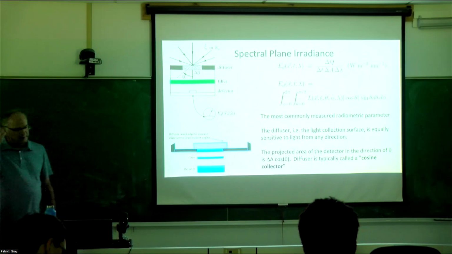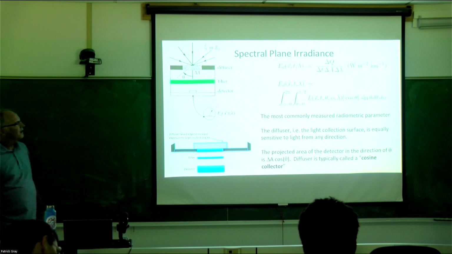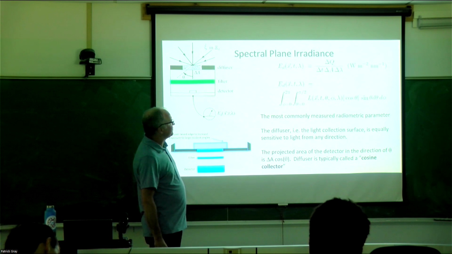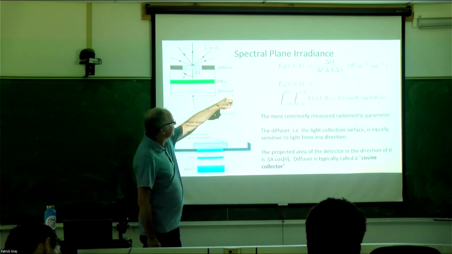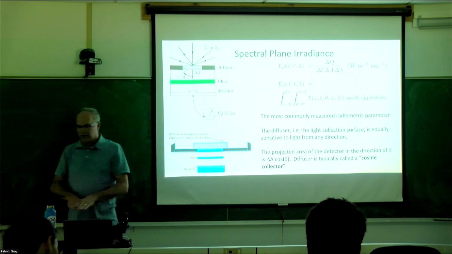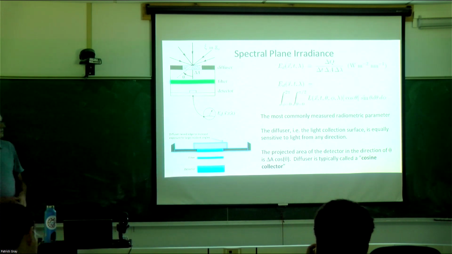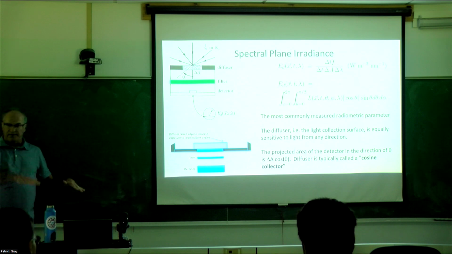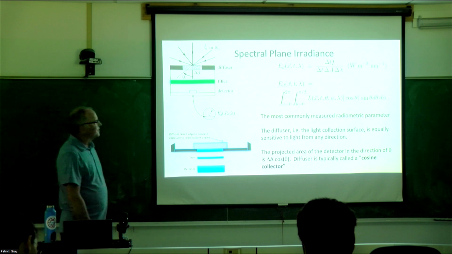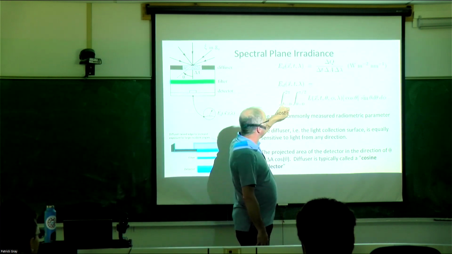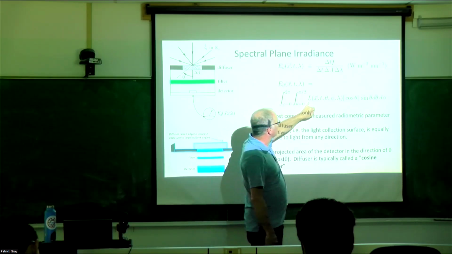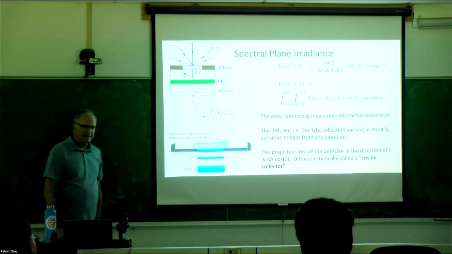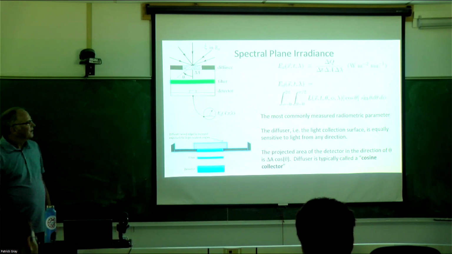So let's jump into spectral plane irradiance, often just called plane irradiance. In this case, we're going to start with the downwelling. So basically, we're just looking at the downwelling light on the surface. Here again in terms of the integration, there's the radiance times cosine theta, sine theta, d theta, d phi, just like we had before.